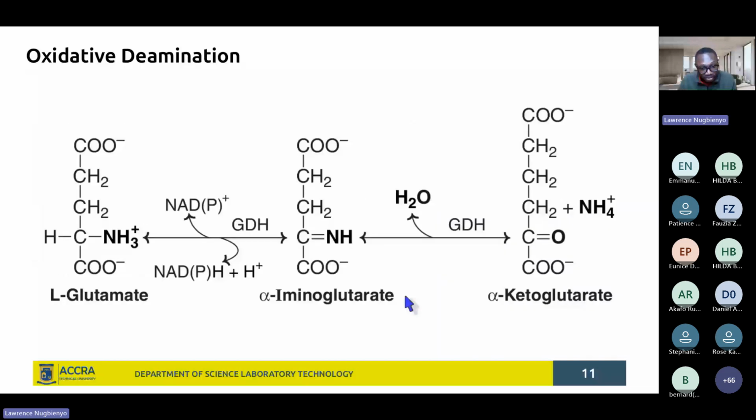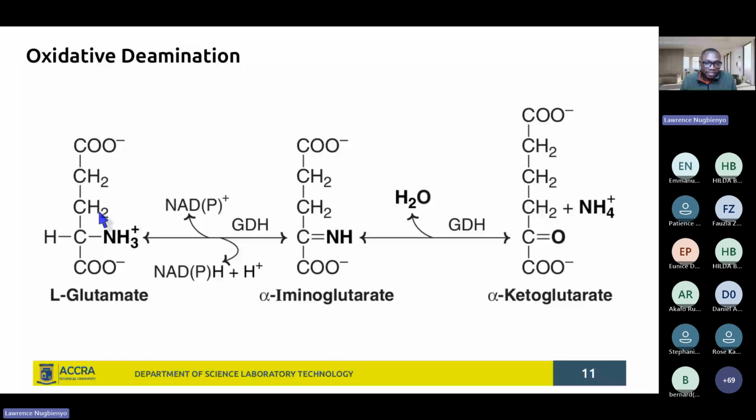So let's look first at oxidative deamination, and we're looking at glutamate. Remember, it was alpha ketoglutarate that received the amine group and became glutamate. The product that was formed in that process was glutamate. So at the left side, you see L-glutamate, and at the right side, you see alpha ketoglutarate. Take note that the arrows are reversible, because the amine group can be given out from glutamate to form alpha ketoglutarate, and alpha ketoglutarate can receive the amine group to form L-glutamate. We saw that already with that cycle.